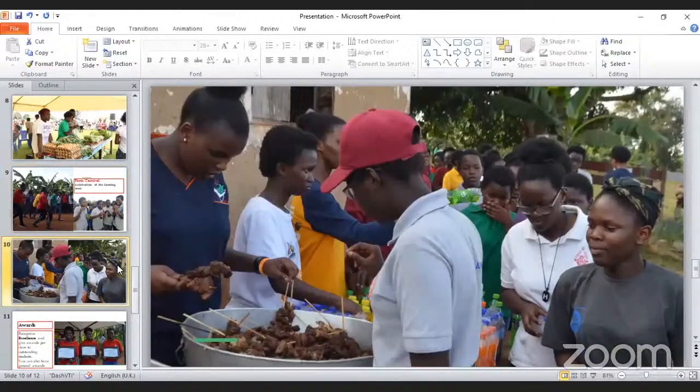So these are students still enjoying themselves during the farm carnival. You can see we have beef and some soda, and then they will get into the dancing later on.